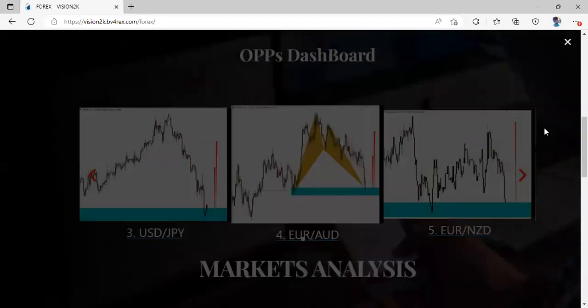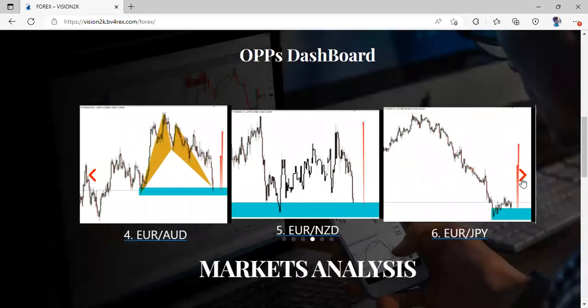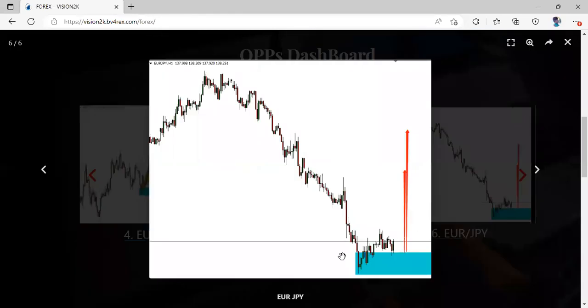So the last one for the week is EJ, and on EJ as well, we're looking for longs. We have our first TP here, and our second TP right here on the H1. So let's see what that EJ did.